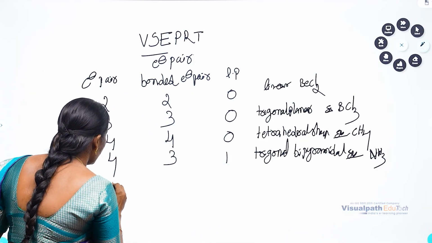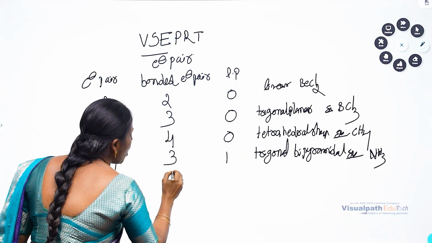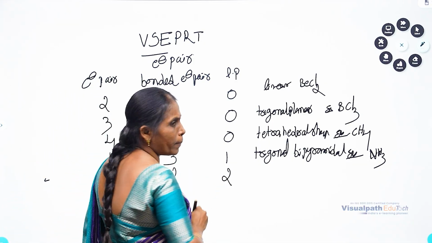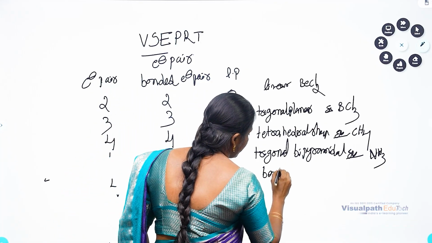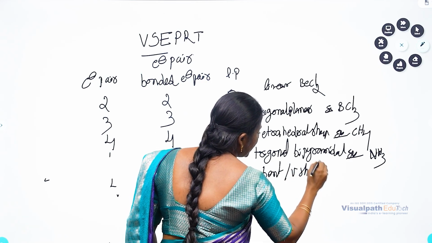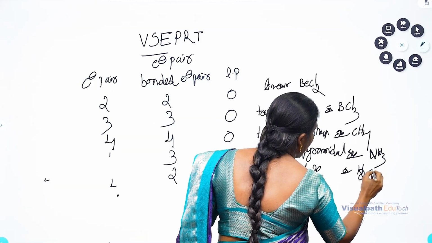And next here the electron pairs are 4. In that 4, 2 are the bonded electron pairs and 2 are the lone pairs of electrons. So then here it shows the bent shape or V shape. The example is the H2O molecule.